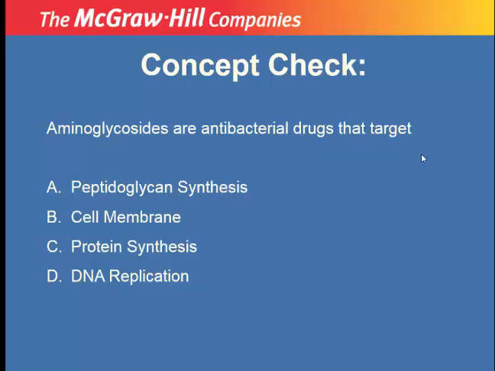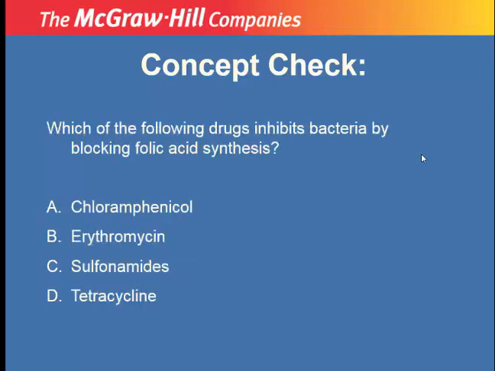So aminoglycosides are antimicrobial drugs that target which of the following? Peptidoglycan synthesis, cell membrane, protein synthesis, or DNA replication. Best answer, protein synthesis. Which of the following drugs inhibits bacteria by blocking folic acid synthesis? A. Chloramphenicol, erythromycin, sulfonamides, tetracycline. Sulfonamides.